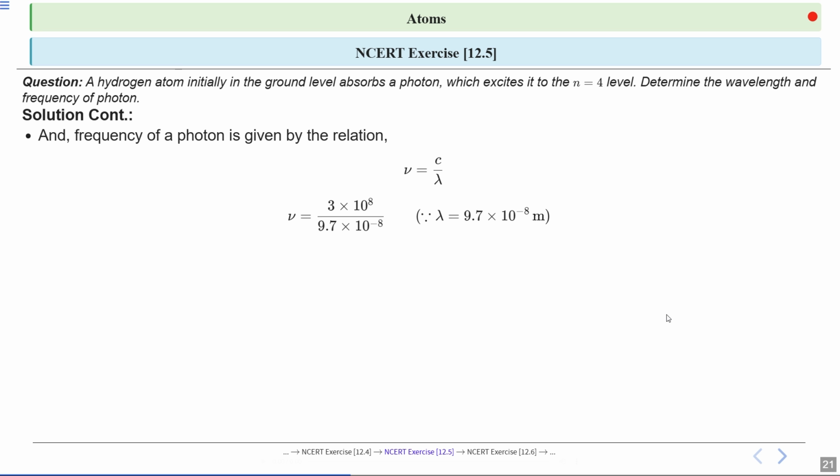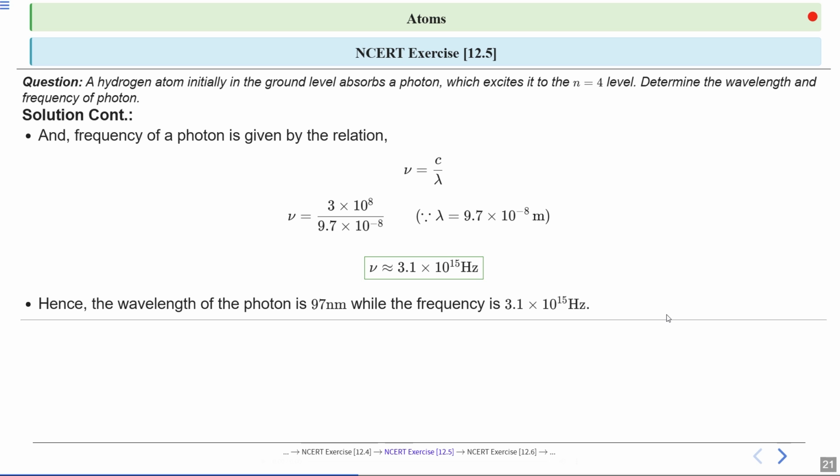Now let's substitute our values into the formula. We have c as 3 times 10 to the power 8 meter per second and lambda as 9.7 times 10 to the power minus 8 meters. Notice that the wavelength was given in nanometers, so we have converted it to meters for consistency with SI units. After calculating, we find the frequency is approximately 3.1 times 10 to the power 15 Hz.